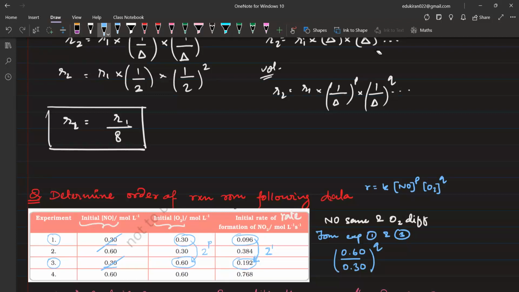Put the power Q, because it is O2. This will be equal to 0.192 divided by 0.096. There is no power on the rate, because rate has no power. So this is 2, and here also 2. So 2 to the power Q is equal to 2 to the power 1. So Q is equal to 1. Same thing we can do for NO. For NO, what will we take? I can take equation 1 and equation 2.